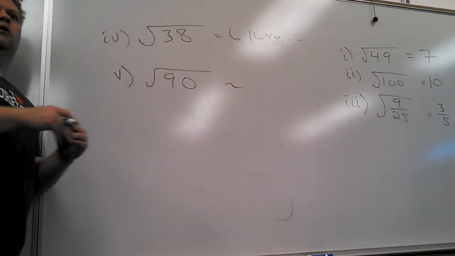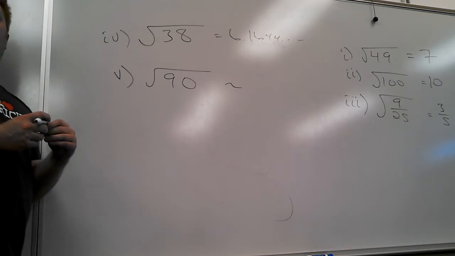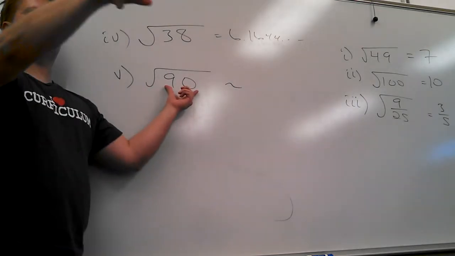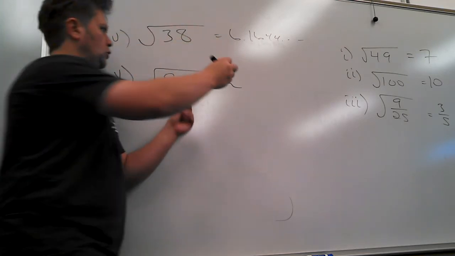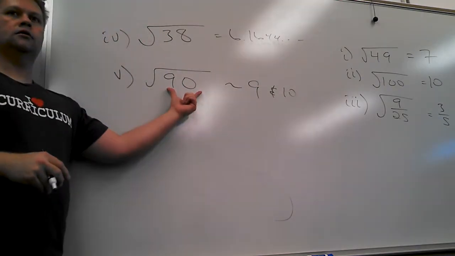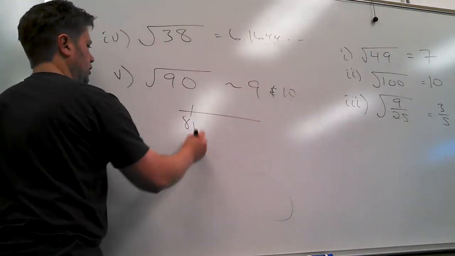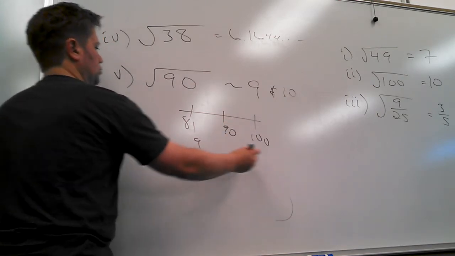9 and 8 or 9 and 10. Between 100 and 90. Yeah, what's below 90? That's a perfect square. 81? 81. 81 is 9 squared, so it's between 9 and 10, because 10 squared is 100. So 9 squared is 81. 10 squared is 100. So the square root of 90 should be between 9 and 10.